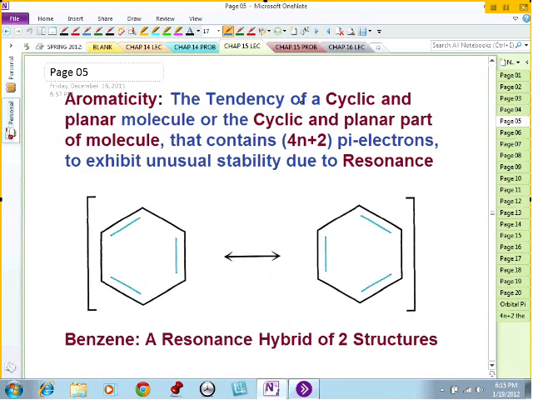We also gave you a simple definition of aromaticity. Can somebody read this for me? Emma, can you read that for me? Aromaticity is the tendency of a cyclic and planar molecule, or the cyclic and planar part of the molecule, that exhibits 4n plus 2 pi electrons to exhibit unusual stability due to resonance. Very good. Now, that was one very unique feature of aromatic molecules, that they are unusually stable due to resonance. Resonance means that we are able to delocalize the pi electrons within the ring system. For example, we said that benzene is a hybrid of two resonance structures, this and this. Okay.